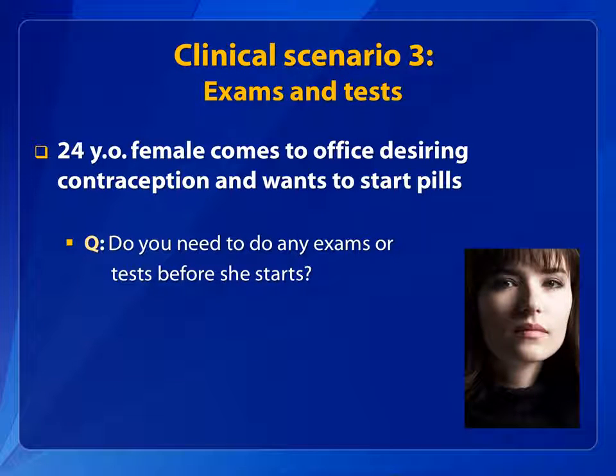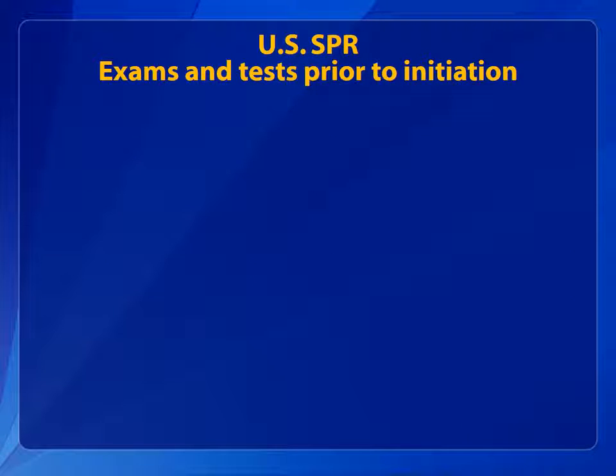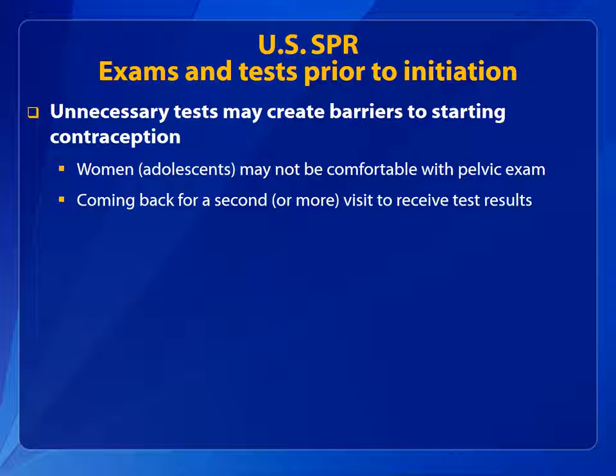For our next scenario, we want to know, are there other tests to consider or exams that need to be done before providing her with pills? The U.S. SPR also provides recommendations that address examinations and tests needed prior to starting a woman on a method, as unnecessary tests may create barriers to contraceptive initiation. For example, a pelvic exam itself may be a barrier to women getting contraception, especially adolescents, if they are not willing to participate in the exam. Waiting for test results may be another barrier that delays contraceptive use.